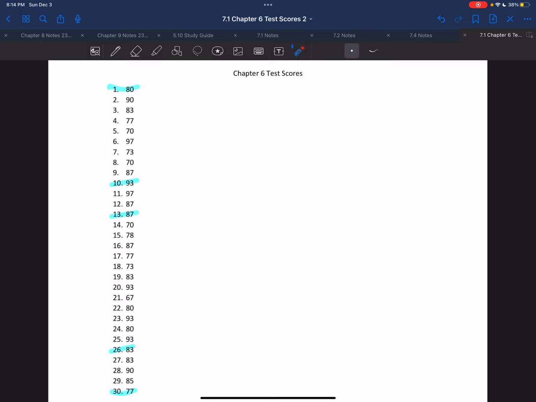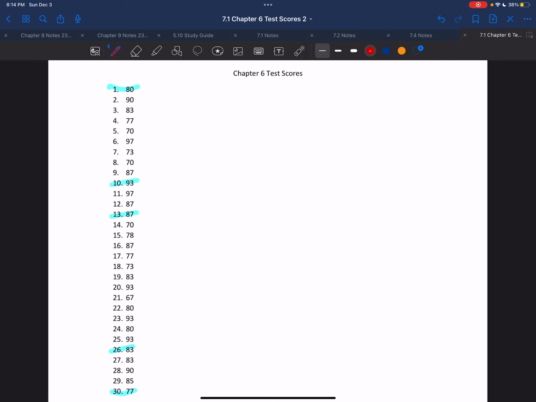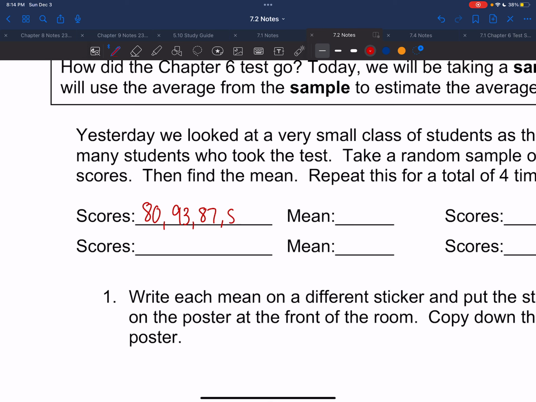So I've got 80, 93, 87, and then I also had 83 and 77. And so if I average those together, I'm going to get 84 as my mean.